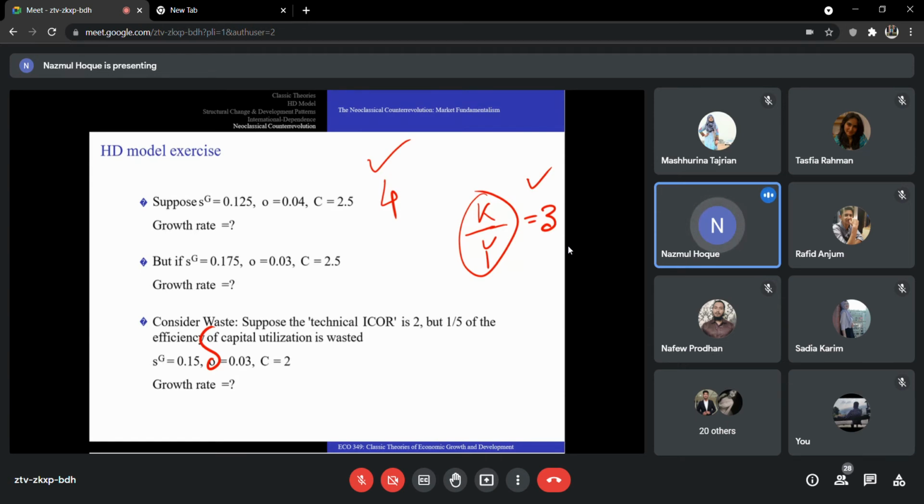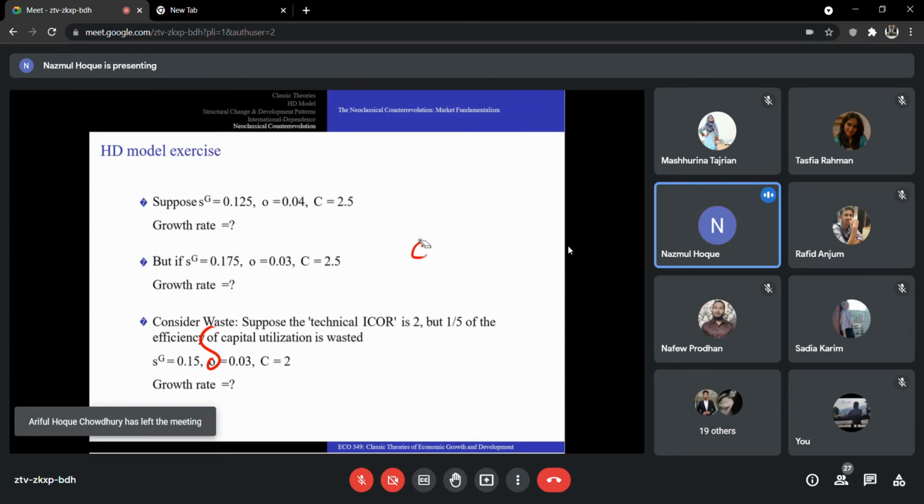So you can use this ratio as a measure of efficiency of capital utilization. So 1/C is how we interpret the efficiency of capital utilization. The higher this number, the better, right? It would indicate capital is being utilized more efficiently. So now if we go back to the question, 1/5 of the efficiency of capital utilization is wasted. So basically we are being inefficient here.